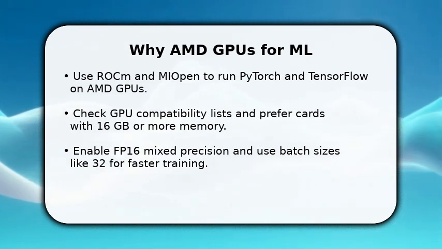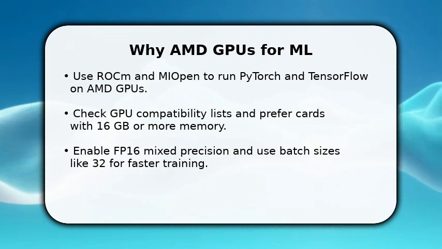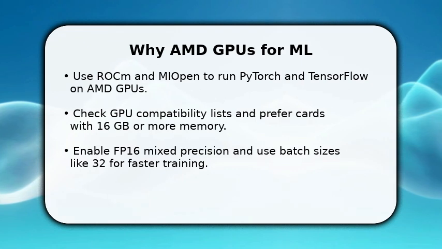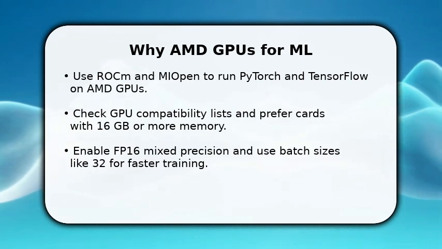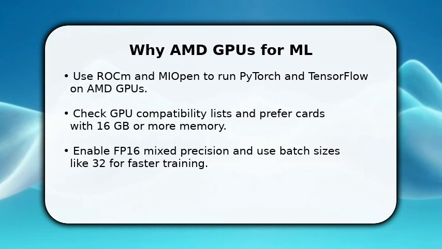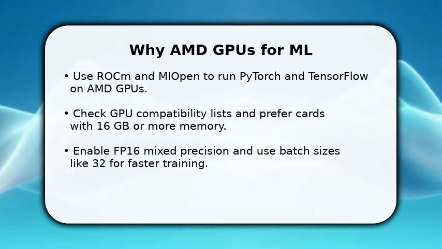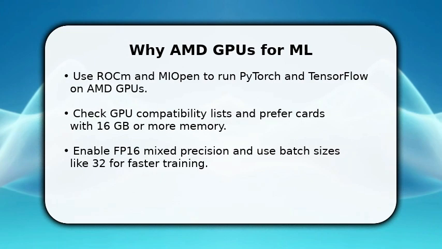Check GPU compatibility lists and prefer cards with 16 GB or more memory for larger models. Enable FP16 mixed precision to reduce memory and speed up training. Start with batch sizes like 32 for balanced throughput and stable convergence.